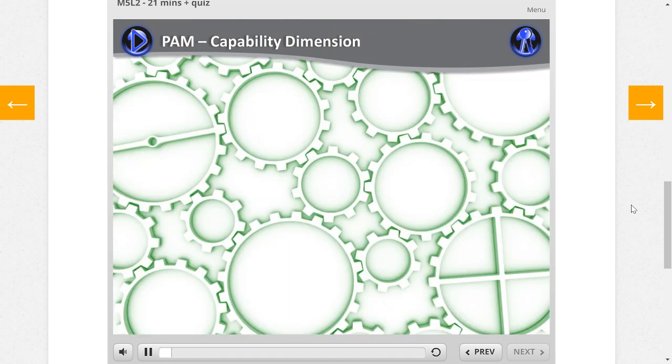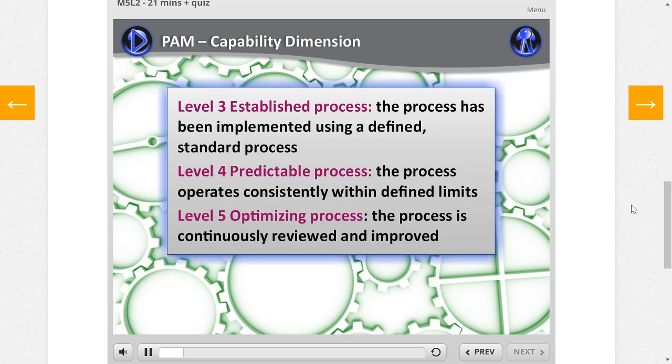The other capability levels are: Level 3. Established process. The process has been implemented using a defined standard process. Level 4. Predictable process. The process operates consistently within defined limits. And Level 5. Optimizing process. The process is continuously reviewed and improved to maintain alignment with current and forecast business goals.